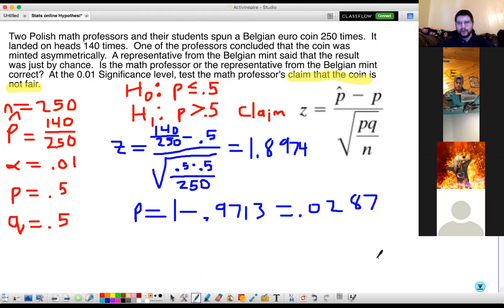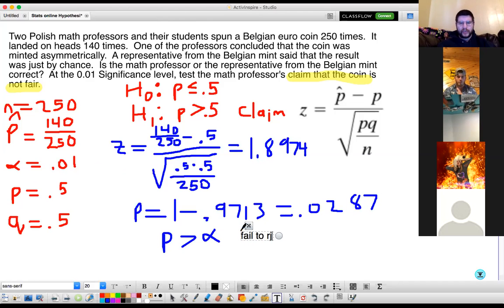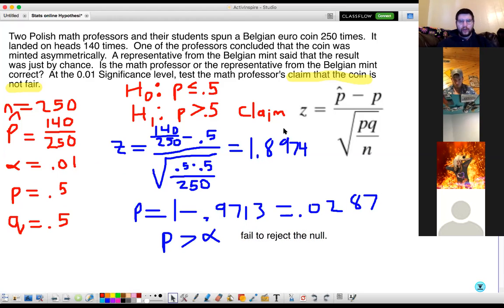So the p-value test tells us if p is less than alpha, we reject the null. Let's see what we have here. P is greater than alpha. So we're going to fail to reject the null. So that's what that tells us. Now from here, we could write our final conclusion, but I'm going to go ahead and show you the traditional method as well, just in case you prefer that method.